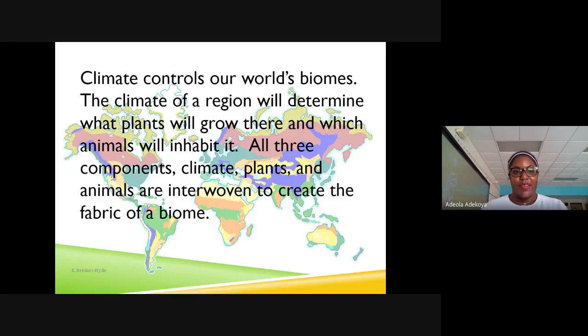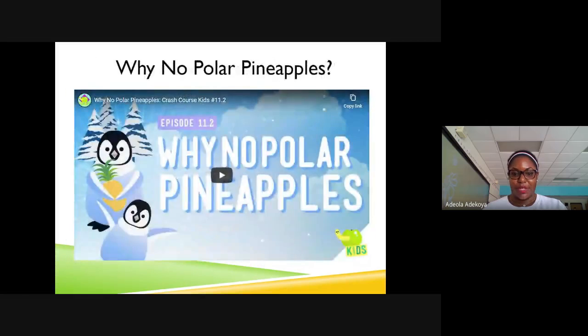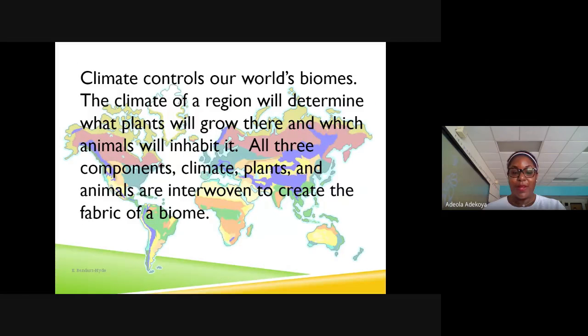All right, so basically that just explains why some organisms grow in certain areas and other organisms do not grow in those areas. Why? Because of the climate. So what does the climate do? It controls the world's biomes. The climate of a region will determine if a certain kind of plant will grow there or a certain type of animal can live there. All three components, climate, plants, and animals, are what make up a biome.